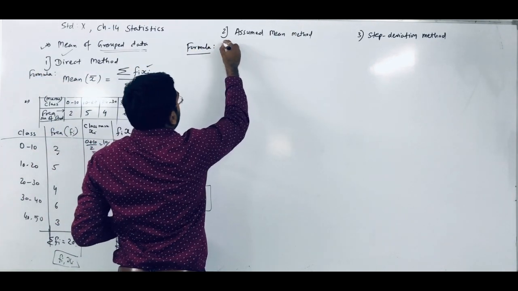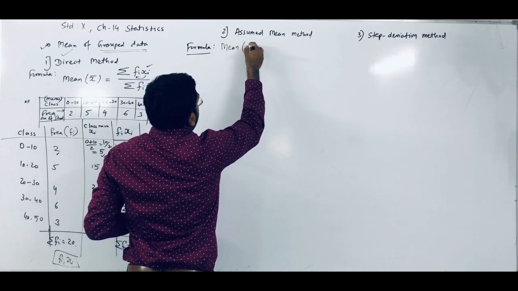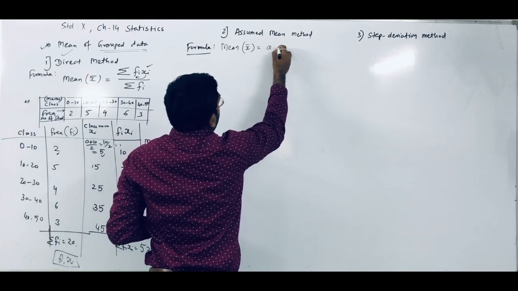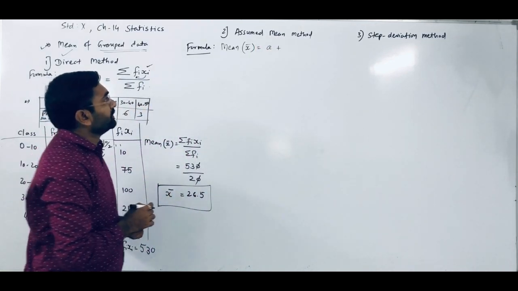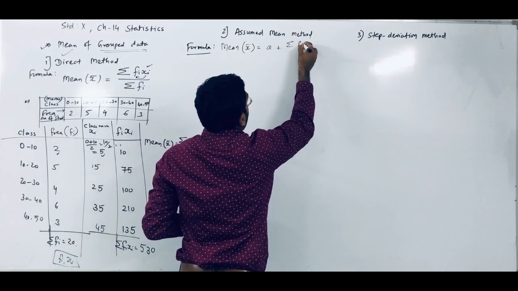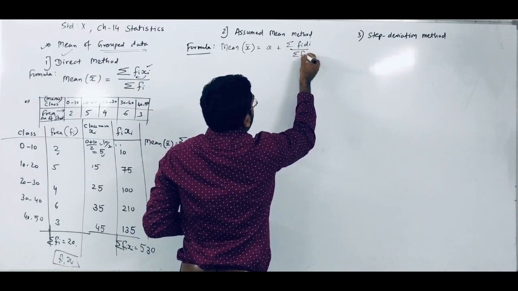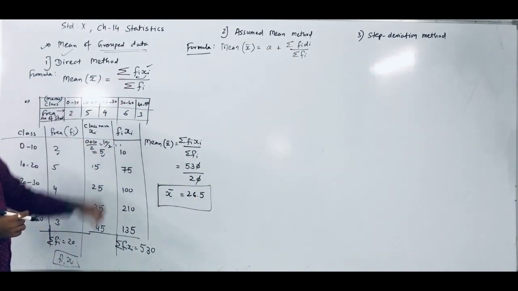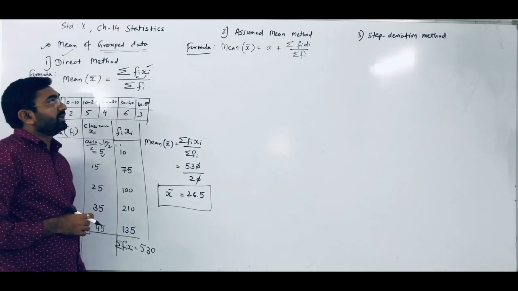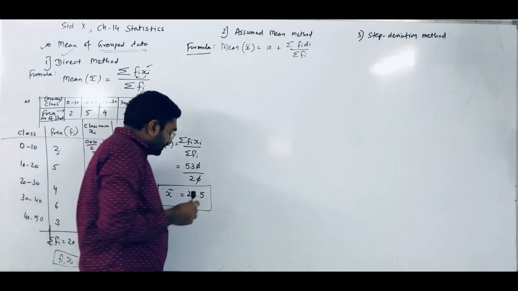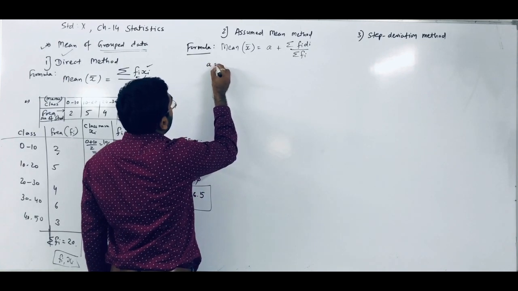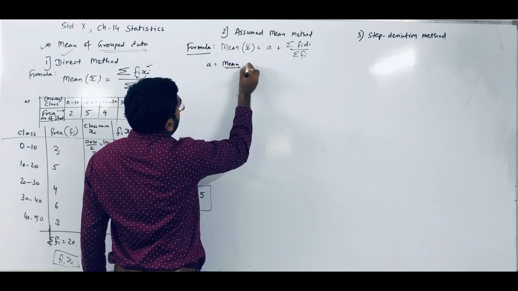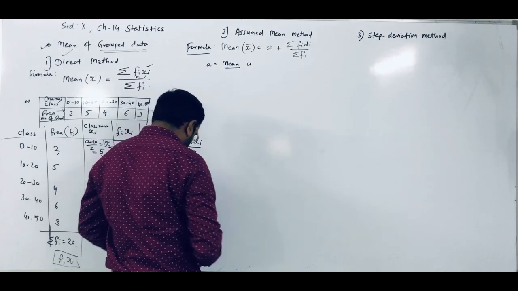Its formula for finding the mean is: mean x bar is equal to a plus sigma fi di upon sigma fi, where a is our assumed mean. This is the formula for the assumed mean method for finding the mean. Now observe here, a is the mean which we have to assume.